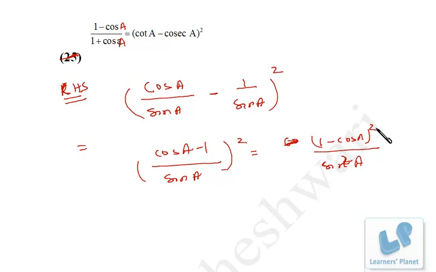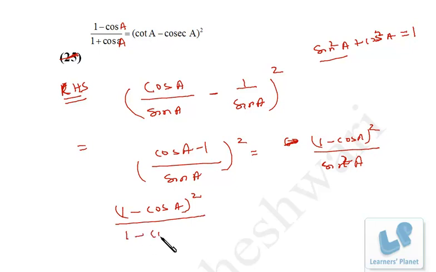So it's (1 minus cos A) whole square by sin square A. Now what I can do is, sin square A is what? We know that sin square A plus cos square A is 1. That means sin square A is 1 minus cos square A. So I put the value of sin square A over here. So it's (1 minus cos A) whole square by 1 minus cos square A, right?